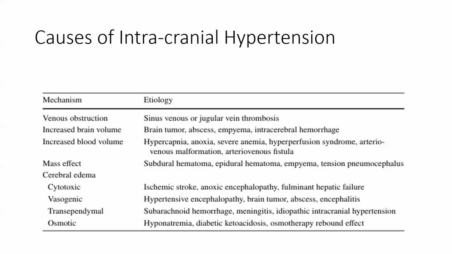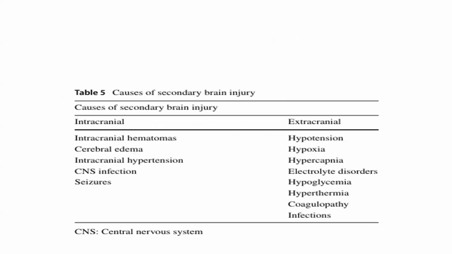Then interstitial edema, which occurs because of subarachnoid hemorrhage, meningitis, idiopathic intracranial hypertension, and osmotic edema. It occurs because of hyponatremia, dialysis, osmotherapy, rebound effect. Now, causes of secondary brain injury. Intracranial causes are intracranial hematoma, cerebral edema, intracranial hypertension, CNS infection, and seizure. Extracranial causes are hypotension, hypoxia, hypercapnia, electrolyte disorder, hypoglycemia, hyperthermia, coagulopathy, and infection.